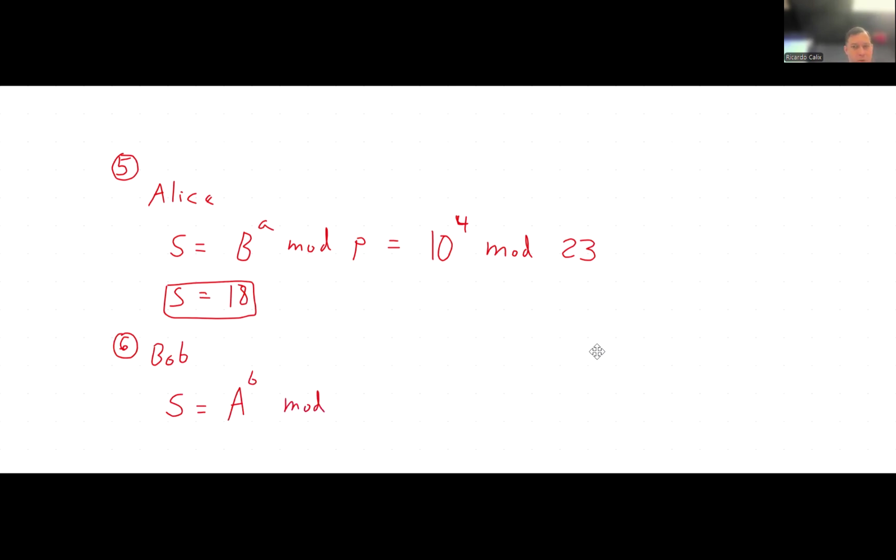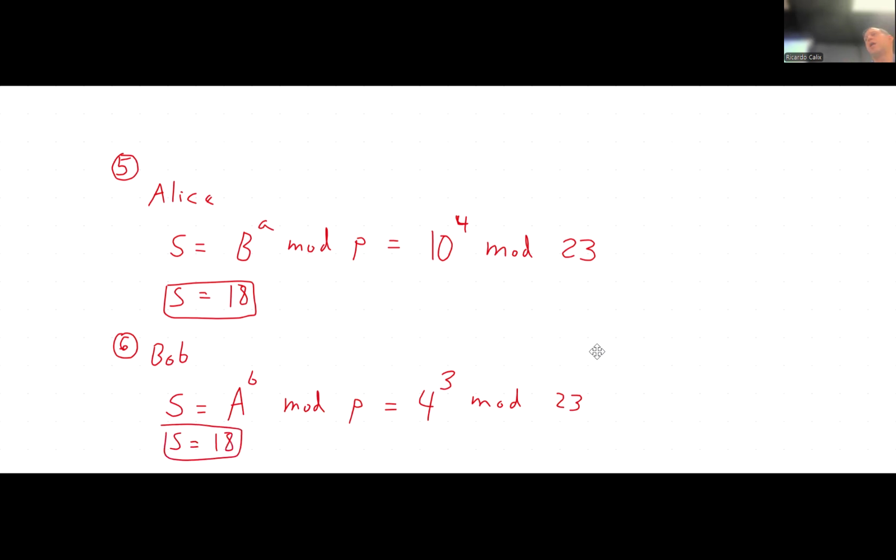So this would be for, what was, yeah, Alice's public is 4. B is 3. Mod 23. And that should give you S equal 18. Does that make sense, guys? And that's basically the key exchange.